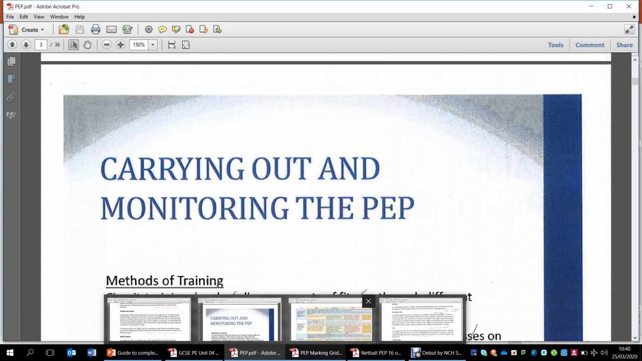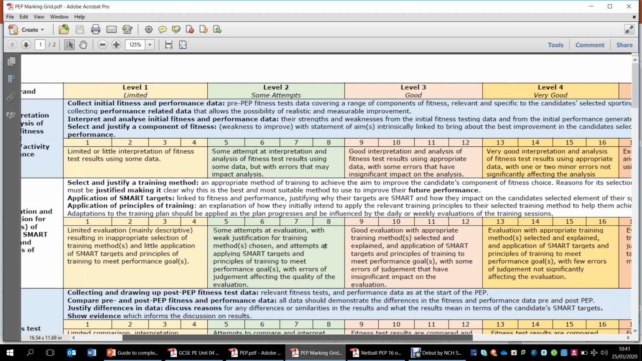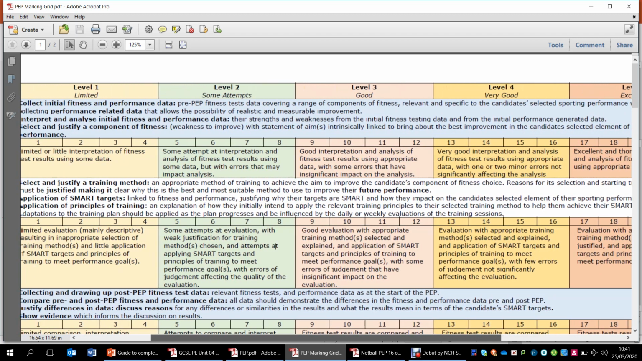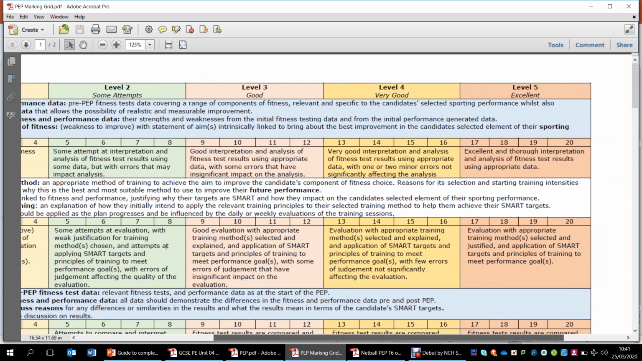And what we'll do is just quickly have a look at the marking grid, so we can see how this is assessed. So this is all about strand 1, interpretation and analysis of the pre-PEP fitness tests. So here, look, collect initial fitness and performance data. That's what we talked about. It's your table of data. It must be covering a range of components of fitness, but as long as they're relevant and specific to the candidate's sports performance. And here it says you must interpret and analyse the initial fitness and performance data to identify strengths and weaknesses from the initial fitness testing data and from the initial performance generated data. Alright, so what are the strengths and weaknesses? Select and justify a component of fitness weakness to improve, with a statement of an aim intrinsically linked to bring about the best improvement in the candidate's selected sporting performance.